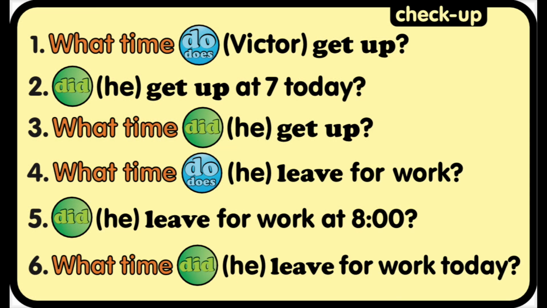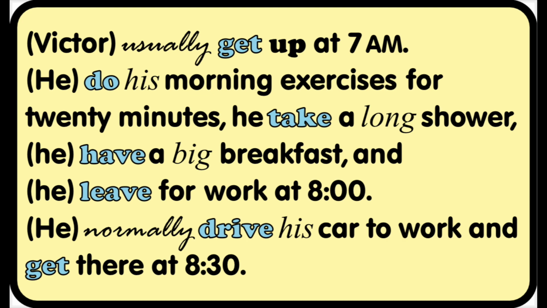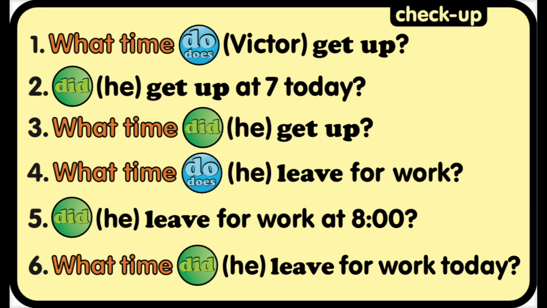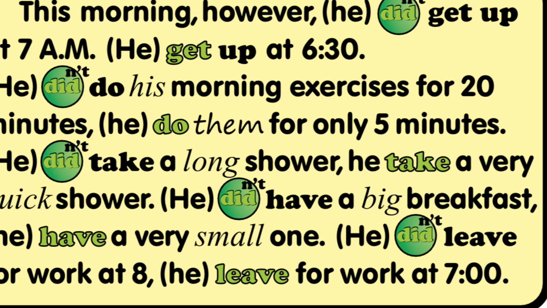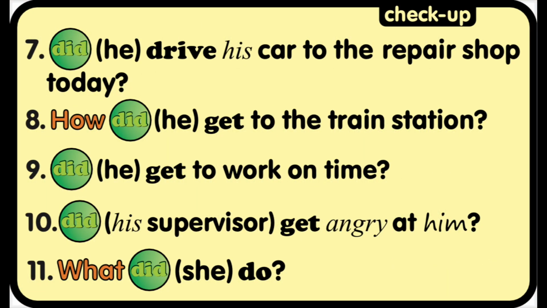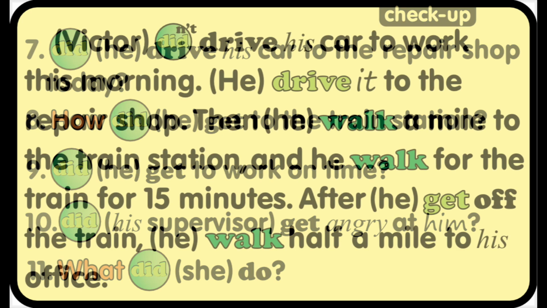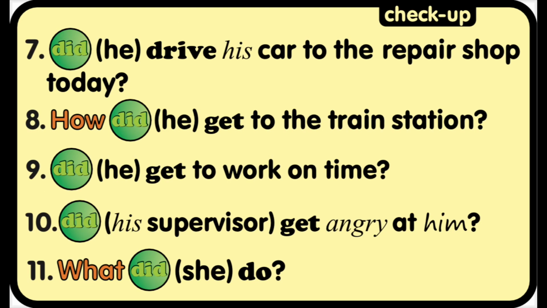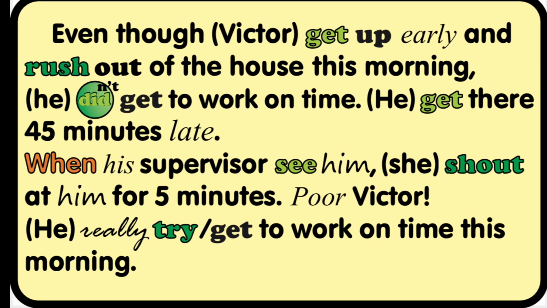What time does he leave for work? He usually leaves for work at 8. Did he leave for work at 8? No, he didn't. What time did he leave for work? He left for work at 7. Did he drive his car to the repair shop today? Yes, he did. How did he get to the train station? He walked to the train station. Did he get to work on time? No, he didn't. Did his supervisor get angry at him? Yes, she did. What did she do? She shouted at him for 5 minutes.